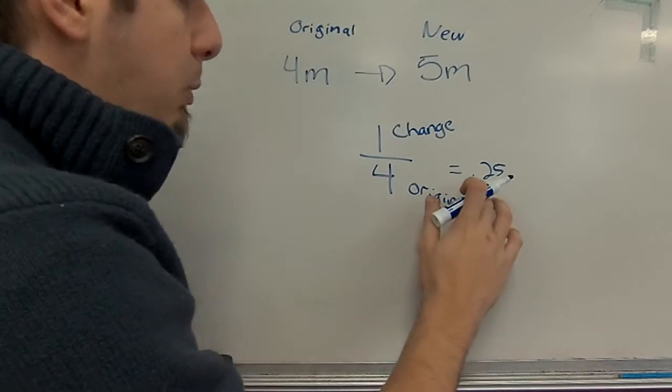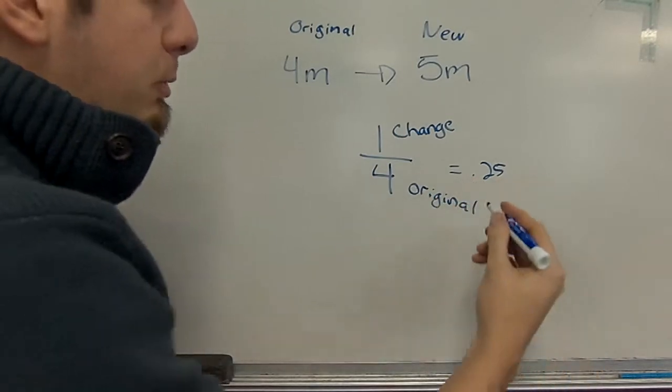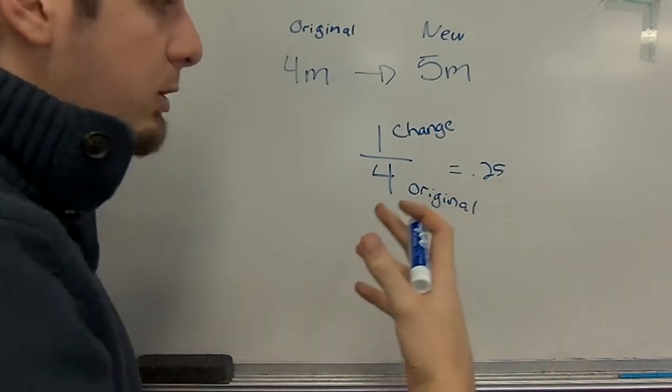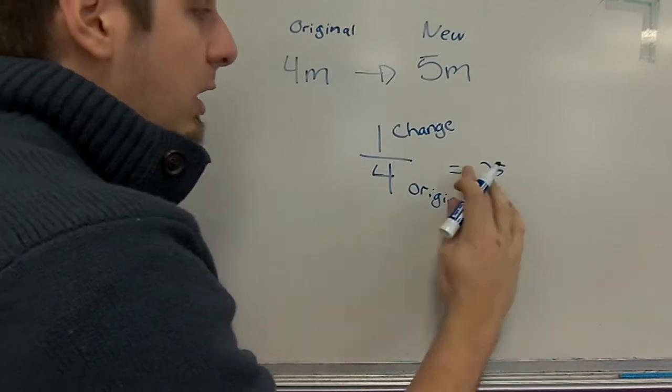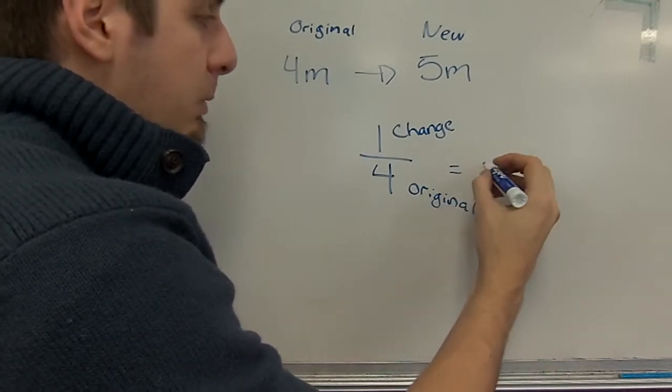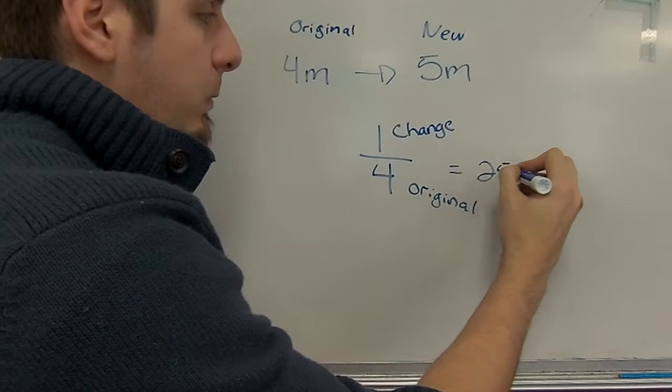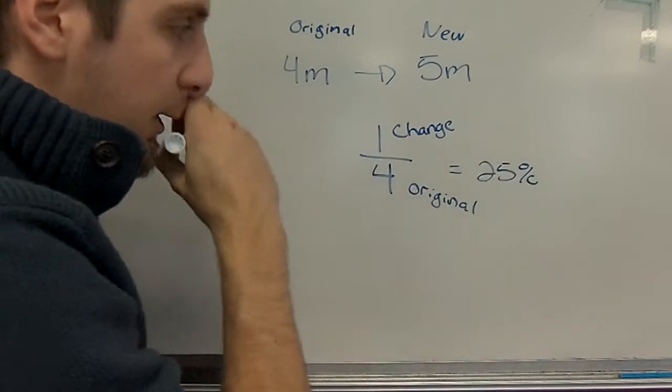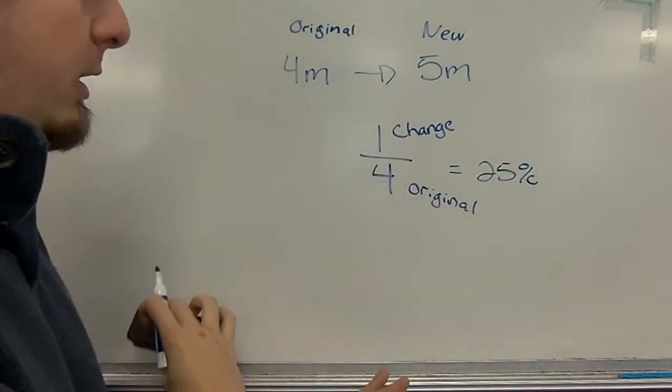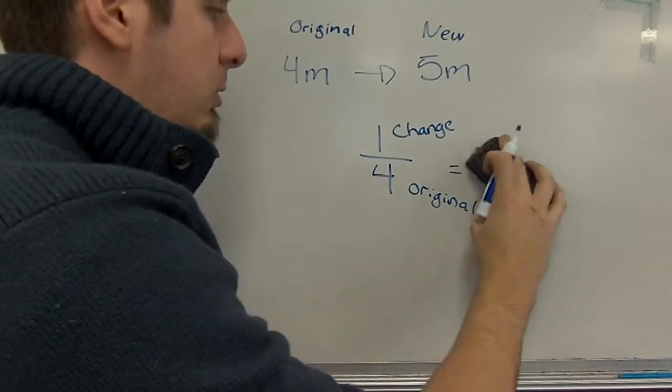You would get 0.25 for your decimal, and then to turn that into a percentage, we would move the decimal over twice. We discussed this in previous sections, and so you would end up with a percentage of 25%.